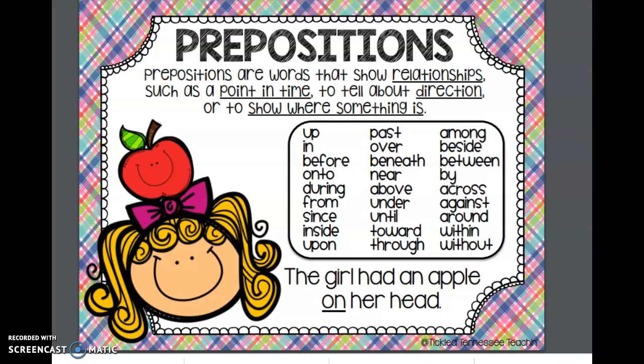Remember, prepositions are words that show relationships. They discuss point in time. They tell about a direction. They tell where something is.